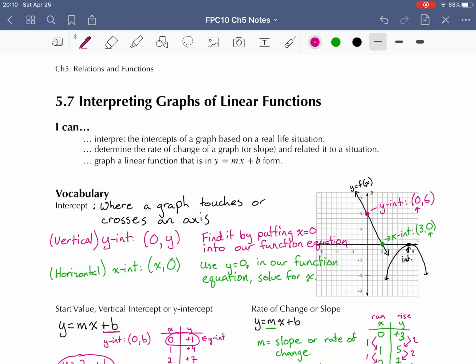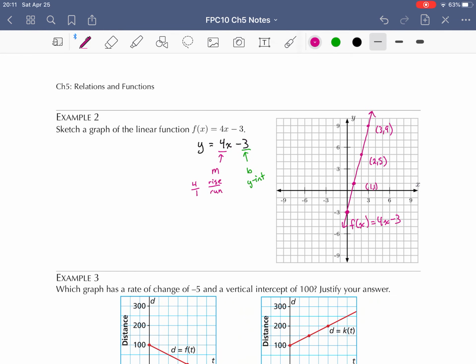Hello, this is Mr. Stein, and in this video, we are going to go through example problems 3 and 4 for section 5.7, interpreting graphs of linear functions. After you're done this section, you should be able to interpret the intercepts of a graph based on a real-life situation, determine the rate of change of a graph or slope and relate it to a situation, and graph a linear function that is in y equals mx plus b form.